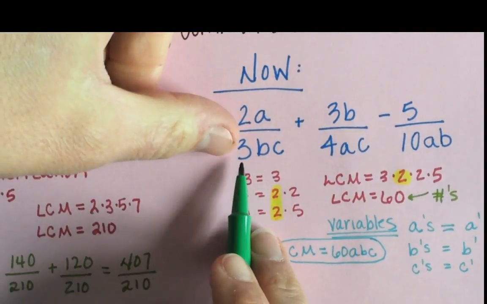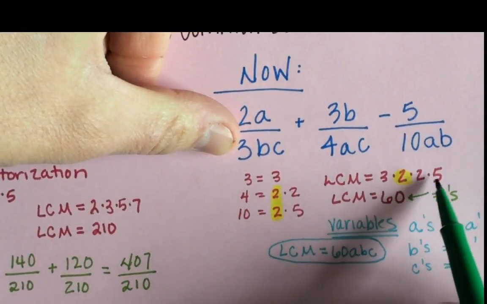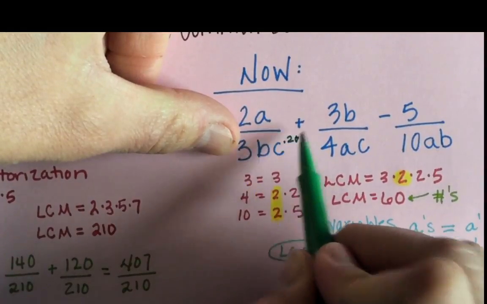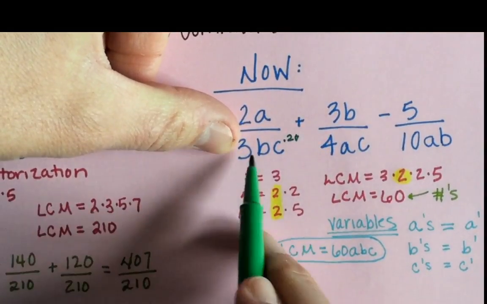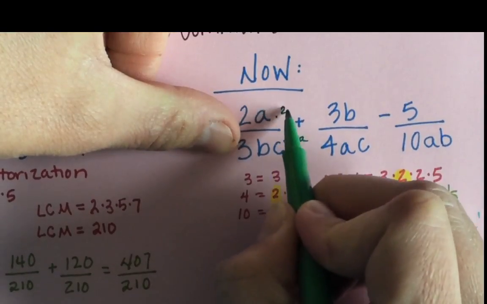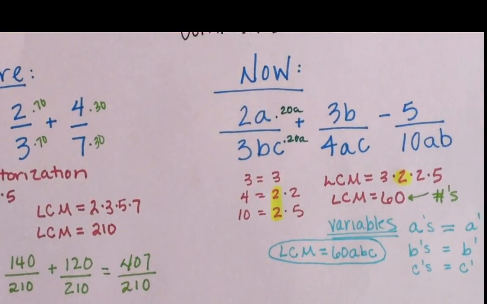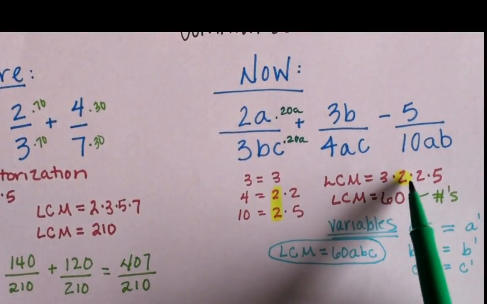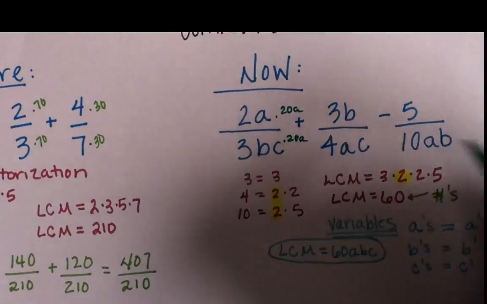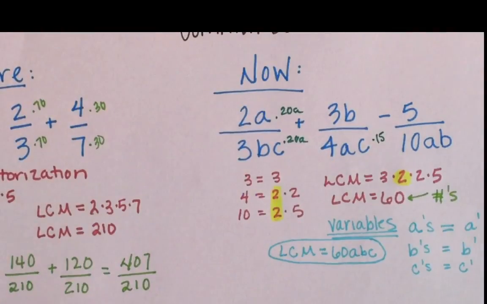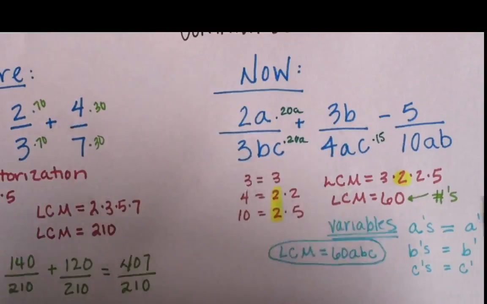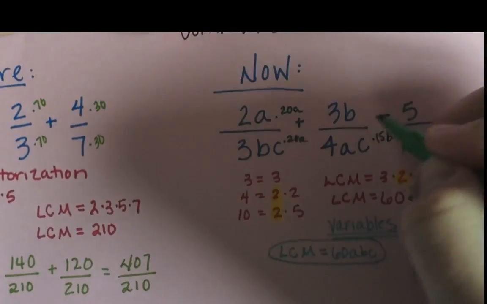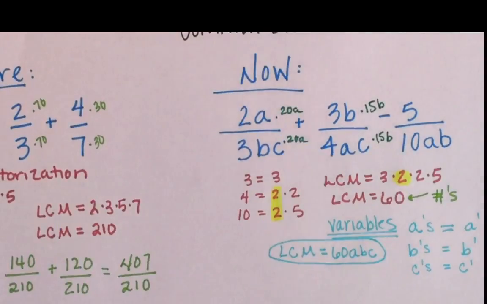So I have a 3, which means I still need 20. I already have a B and a C, but I do need an A. So I need to multiply top and bottom by 20A. On the bottom here, I already have 4, which means I need a 3 and a 5, so I need to multiply this by 15. I have A and C, but I still need a B. So I put the B, and then I multiply the top by 15B.